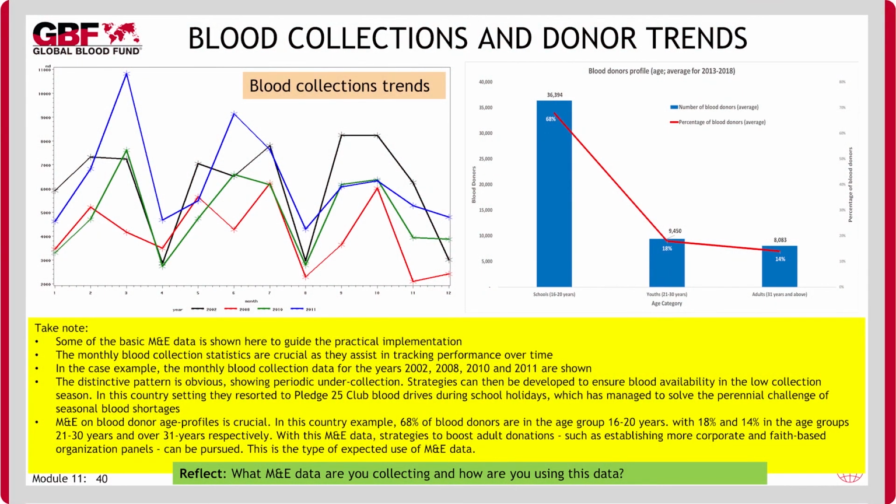As we conclude this module, a few examples of applications of M&E in a blood service setting may be helpful. The trends in blood collections seen here show a distinct pattern of seasonal shortage, while the bar chart reveals the over-reliance on school-based blood donors. This has helped in strategic planning as the country is now working on increasing adult blood donors. To be able to do this, a number of innovative strategies have been developed, such as establishing a contact center to target adult blood donors for recruitment.